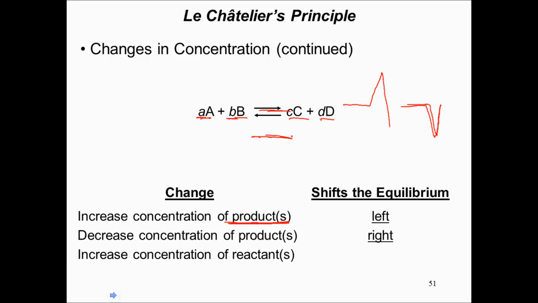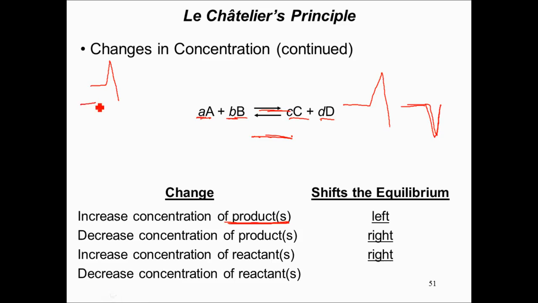What if you increase the concentration of the reactants? The system will try to decrease the concentration of the reactants. How does it do it? It's going to have to shift towards the products. What if you decrease the concentration of the reactants? The system will try to offset that stress and make more reactants then.